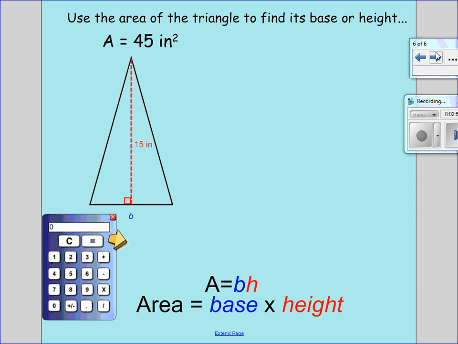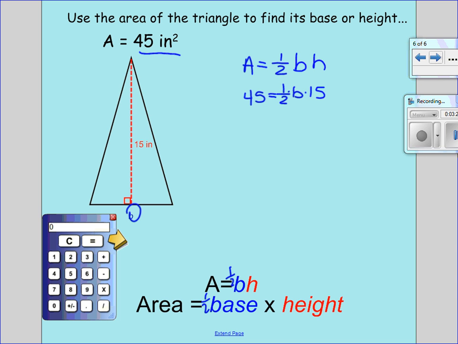What about this one? They give us the area, but we have to figure out the other part. This is where the algebra comes in. So again, we start with our formula. Area equals, oh, we forgot the half here, 1/2 base times height. Okay, we know the area is 45 square inches. So 45 equals 1/2. We don't know the base, so times b times the height, which is 15 inches.